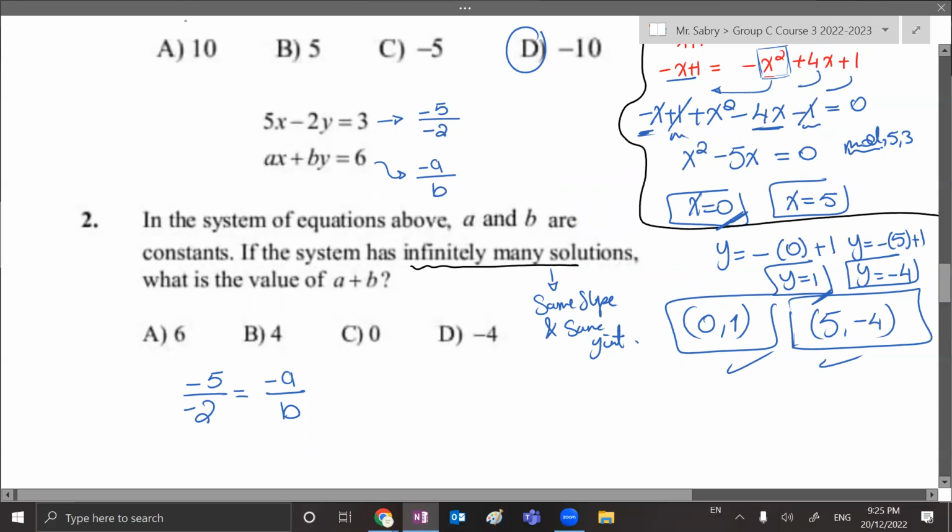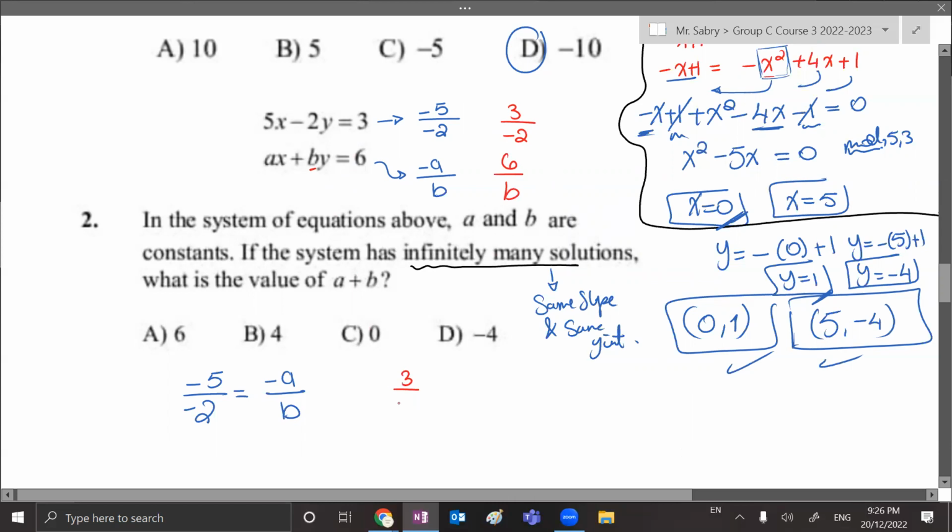طيب this is the first part. The second part هو الواي انترسبت. الواي انترسبت فوق المفروض يكون الرقم اللي بره over الرقم اللي جنب الواي، يعني 3 over negative 2. طيب التاني المفروض يكون 6 over B، الرقم اللي بره over الرقم اللي جنب الواي.